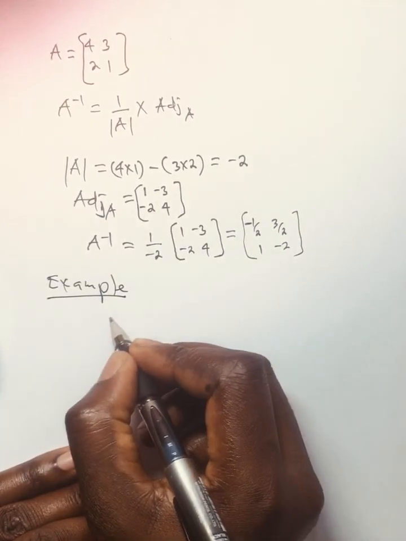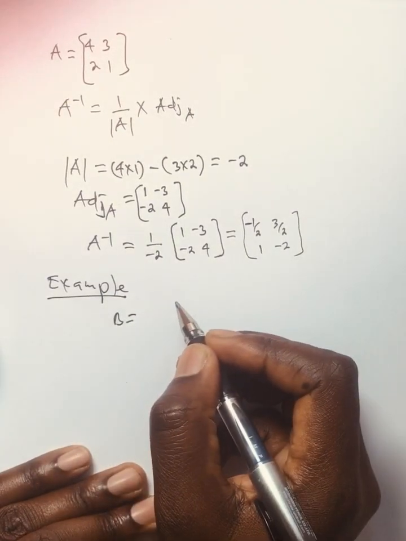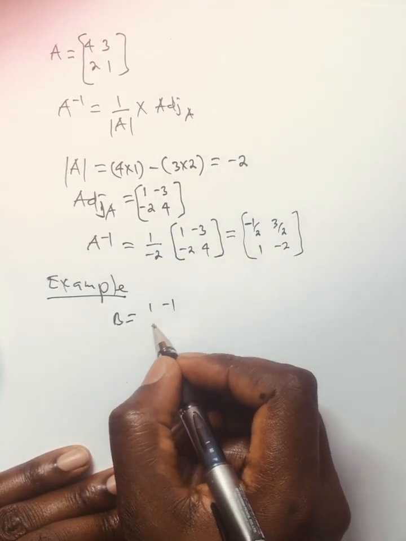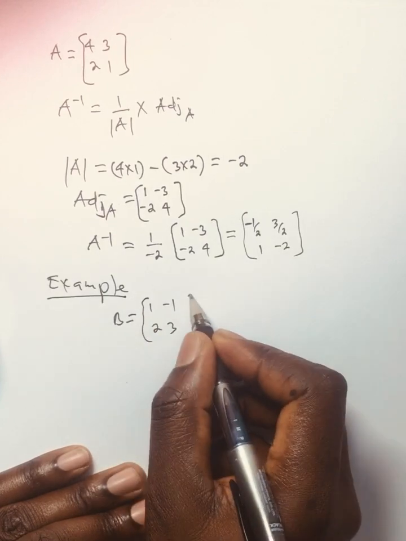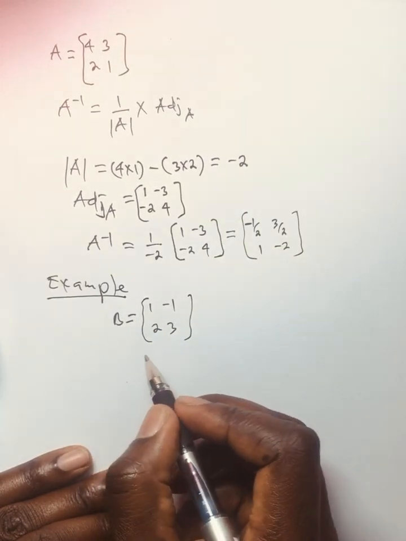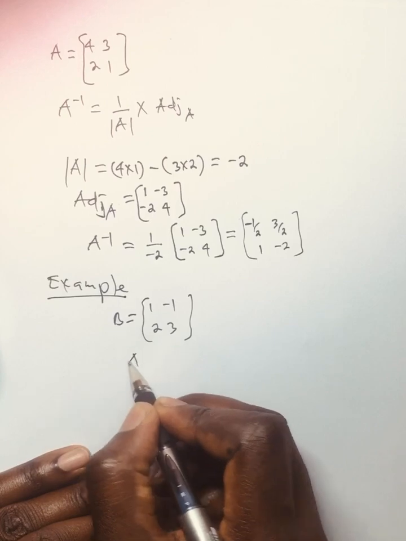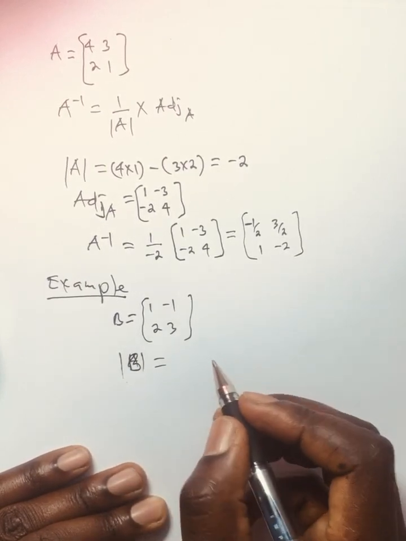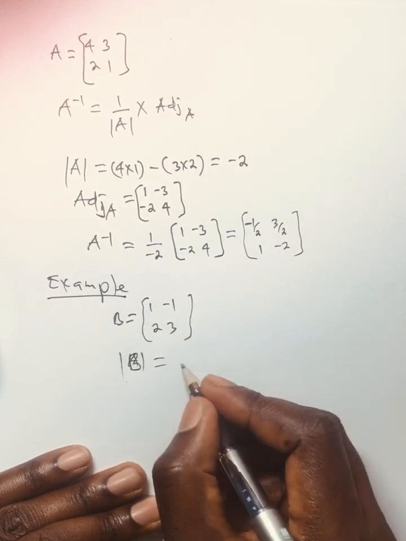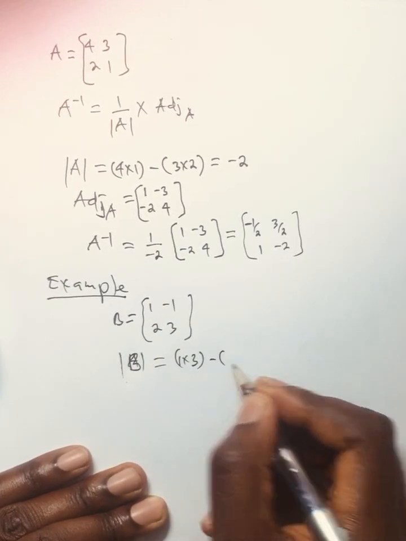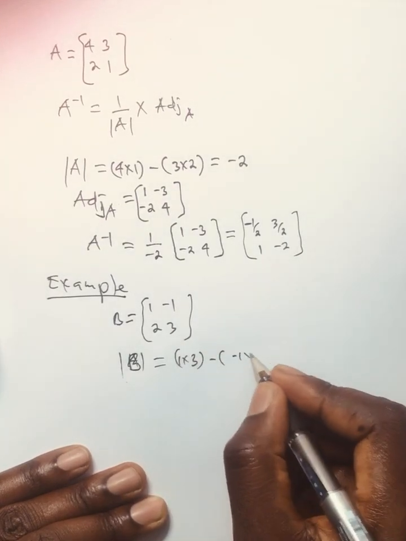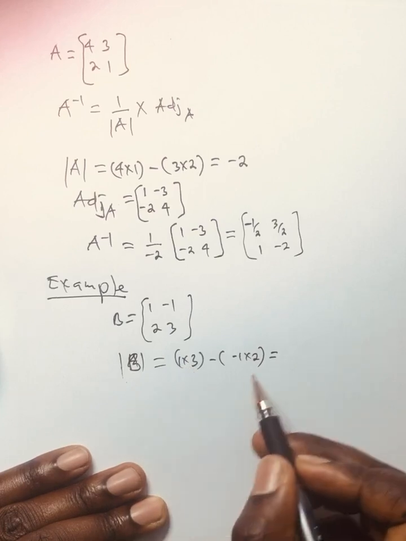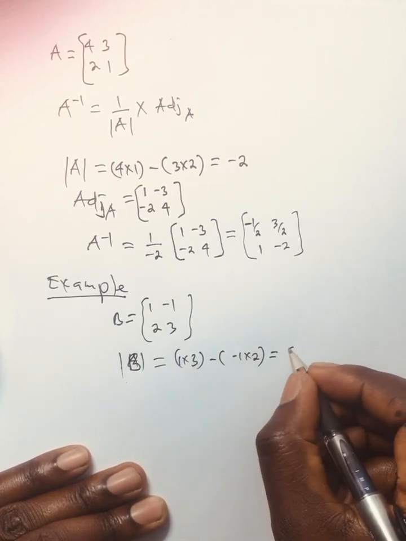Okay, so let's say we have a matrix B given by 1, negative 1, and 2, 3. So we're going to need the determinant of B, which will be 1 times 3 minus negative 1 times 2. So that will be 3 plus 2, that is 5.